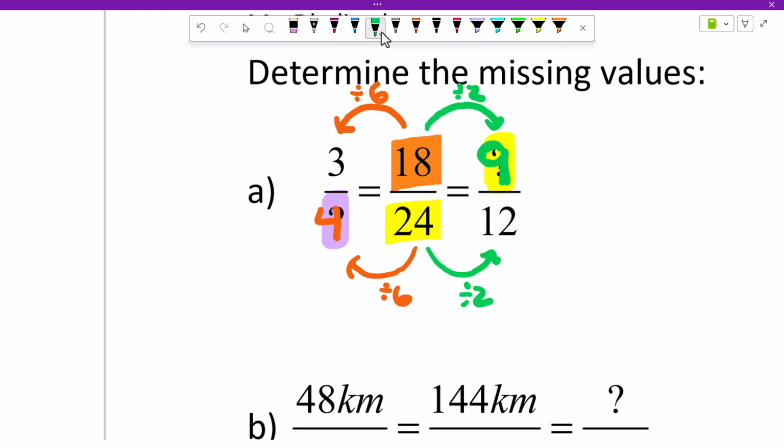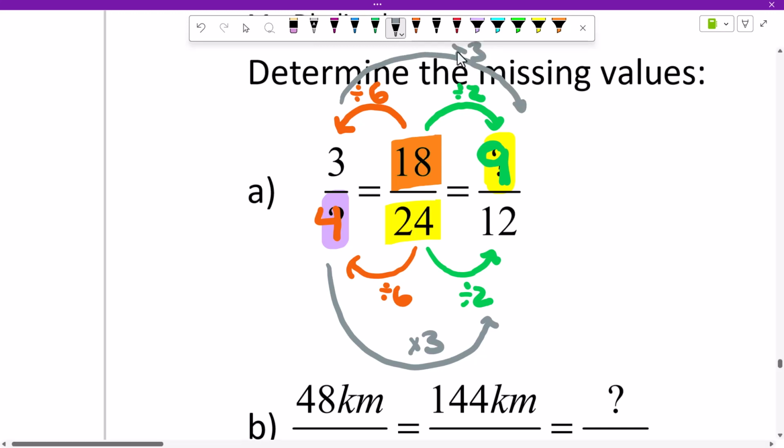Now, like I was saying, you could have picked the other fraction. If we chose the 4, 4 to 12 would be times 3. Then to go from here to here, we have to times by 3. And you still get the same answer. So you can pick anything you want, but I suggest using the ones where they give you the question, just in case you made a mistake in your first calculation. That's it.